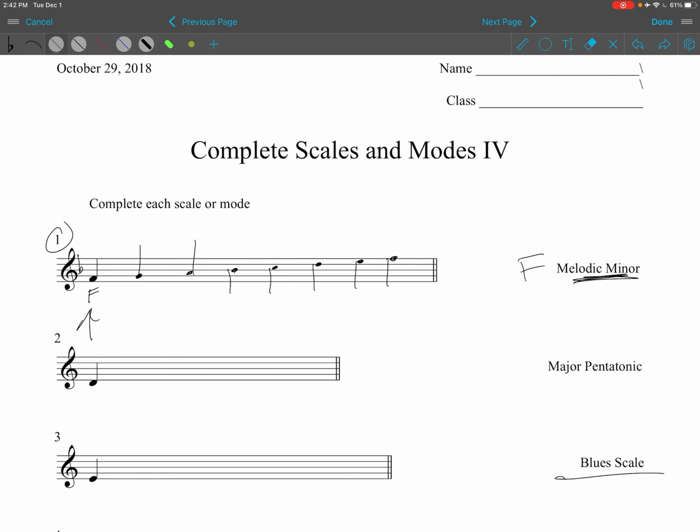So the key of F has 1 flat. It's a B flat. So I'm going to put that right here. Okay. I'm going to lower the 3rd note. 1, 2, 3. So that's this one here. I'm lowering it. My scale is done. It's good to go. It's just F to F with an A flat and a B flat.